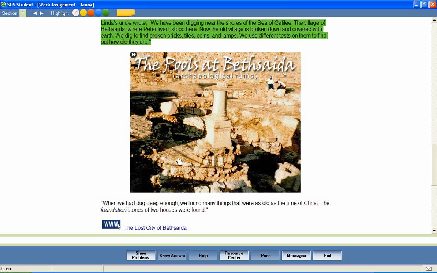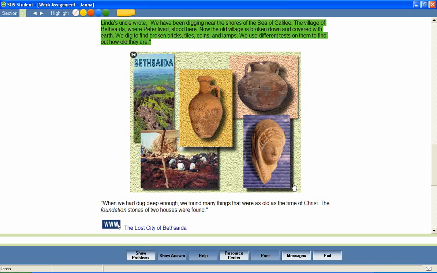Linda's uncle is an archaeologist. He travels to different countries to help research the past. He goes on digs to find artifacts like coins, pottery, and buildings that were buried over time. These are some of the pictures of artifacts found in digs at the Apostle Peter's hometown of Bethsaida.